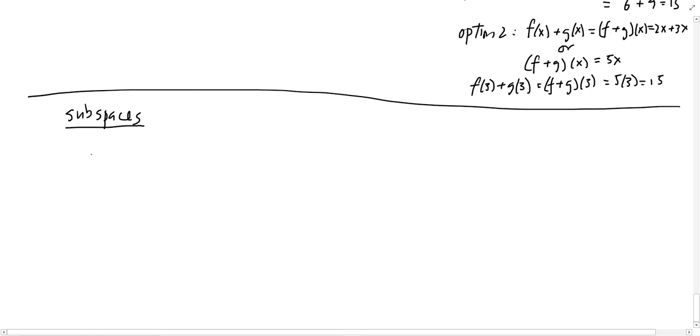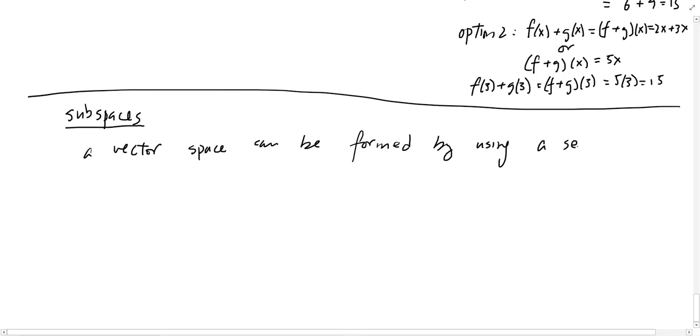So what is a subspace? A vector space can be formed by using a subset of objects from another vector space with the same basic operation.